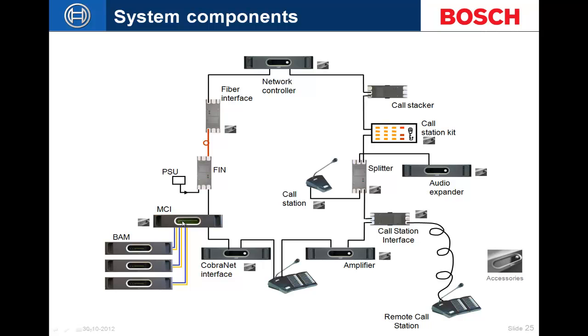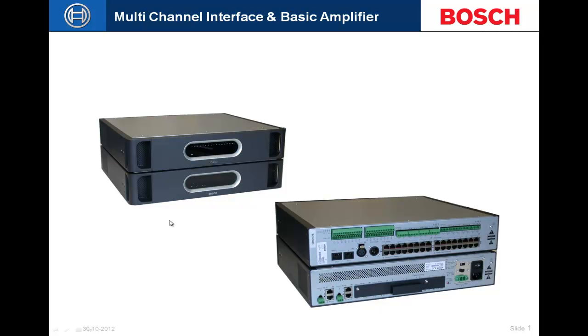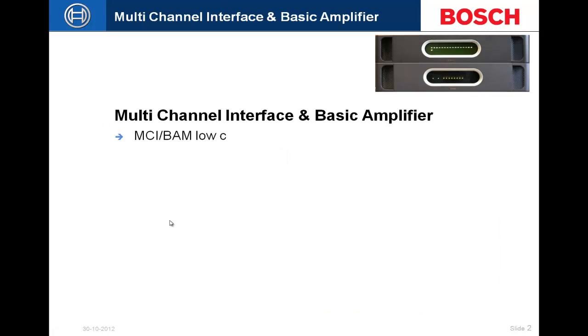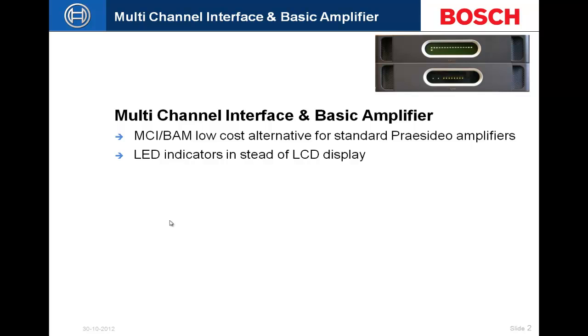Another piece of gear that we offer within the system is the multi-channel interface and our BAM, or basic amplifiers. The multi-channel interface serves as kind of the gateway to connecting to our basic series amplifiers. The basics are basically our low-cost alternative to the standard fiber amplifiers within the system. You do have front LED indicators giving you indication of whether or not the connected amplifier channel is functional or in fault mode. There is no audio processing or delay functions within the basic amplifier systems or the MCI.